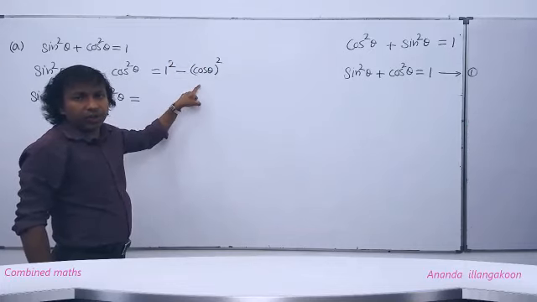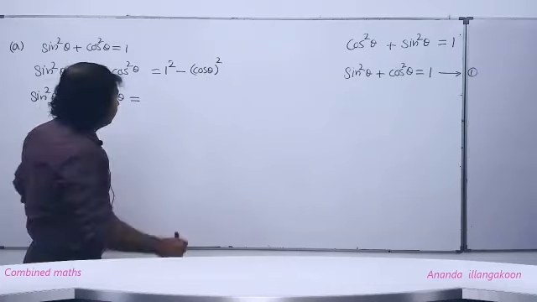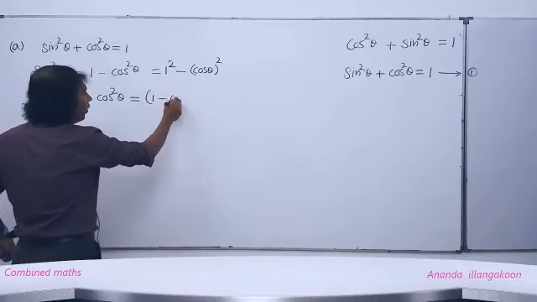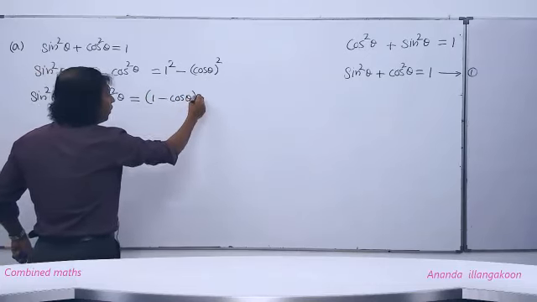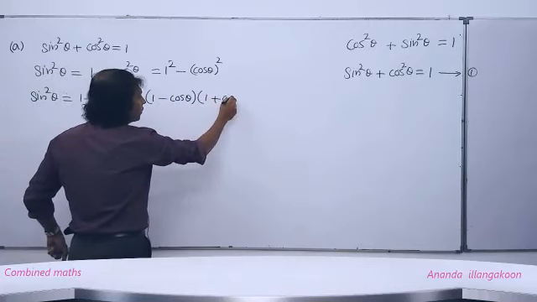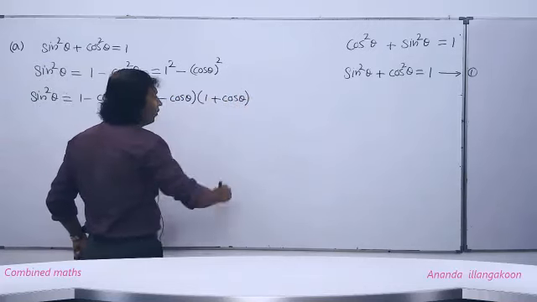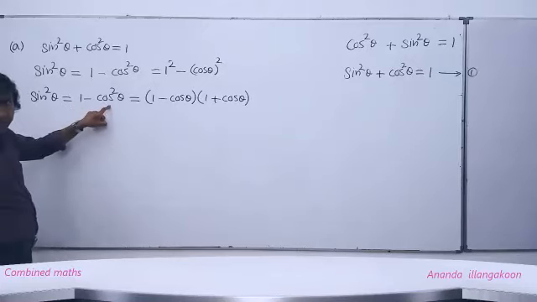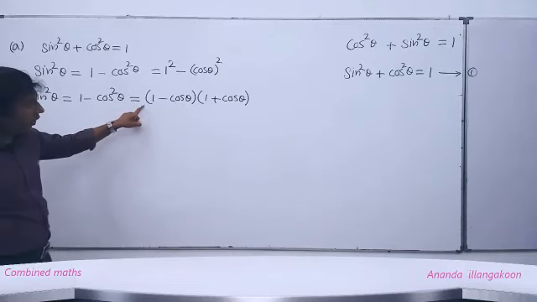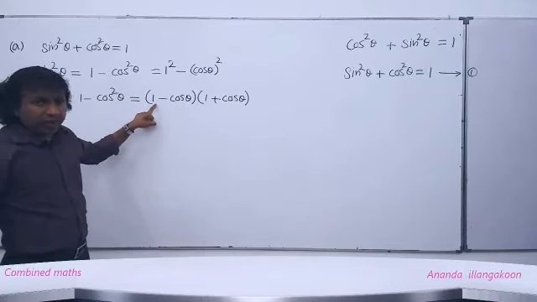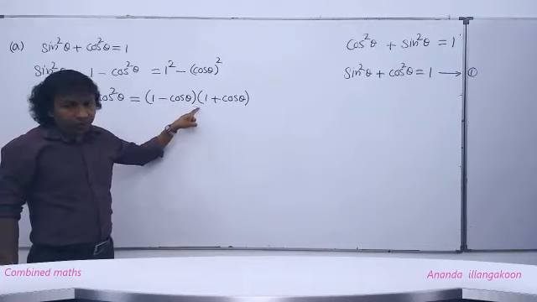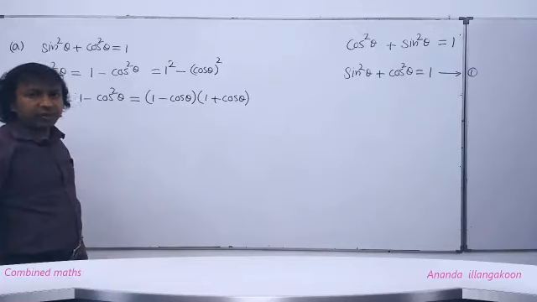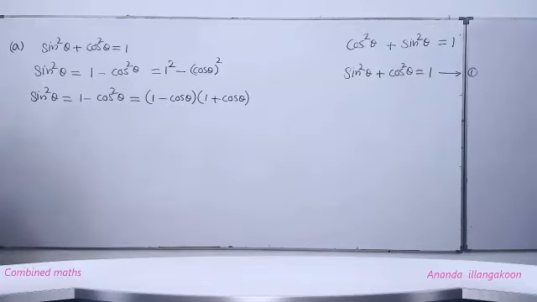A minus b into a plus b. Then this is 1 minus cos theta into 1 plus cos theta. So therefore, this is the first sub formula. Sine square theta we can write as 1 minus cos square theta. That 1 minus cos square theta we can write by factorizing as 1 minus cos theta into 1 plus cos theta. This way we get the first sub formula.